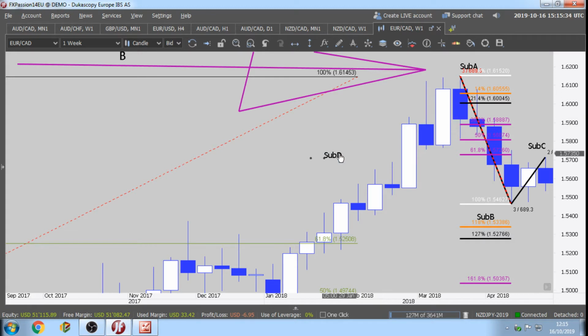Well, I can project the sub D is going to be down here. Just because of the colors, violet color, violet retracement goes to the violet extension.